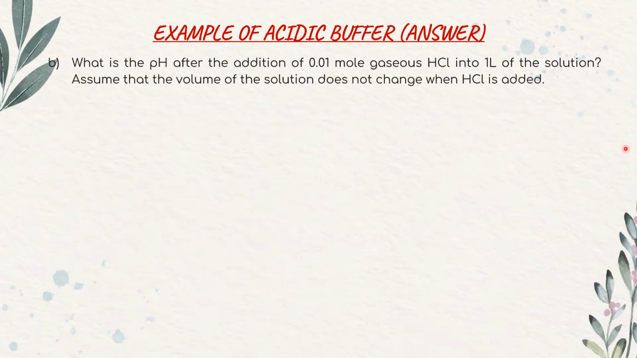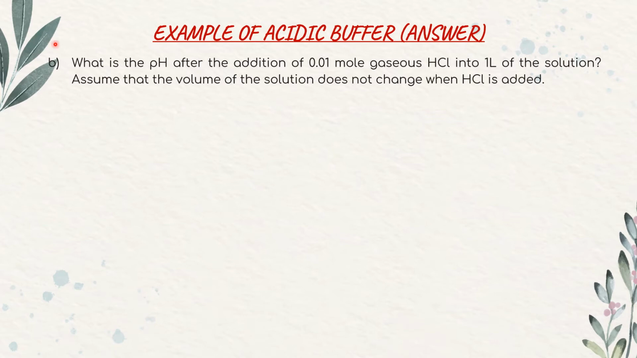Now, let's take a look at example B. What is the pH after the addition of 0.01 mole gaseous HCl into 1 liter of the solution? Assume that the volume of the solution does not change when HCl is added.